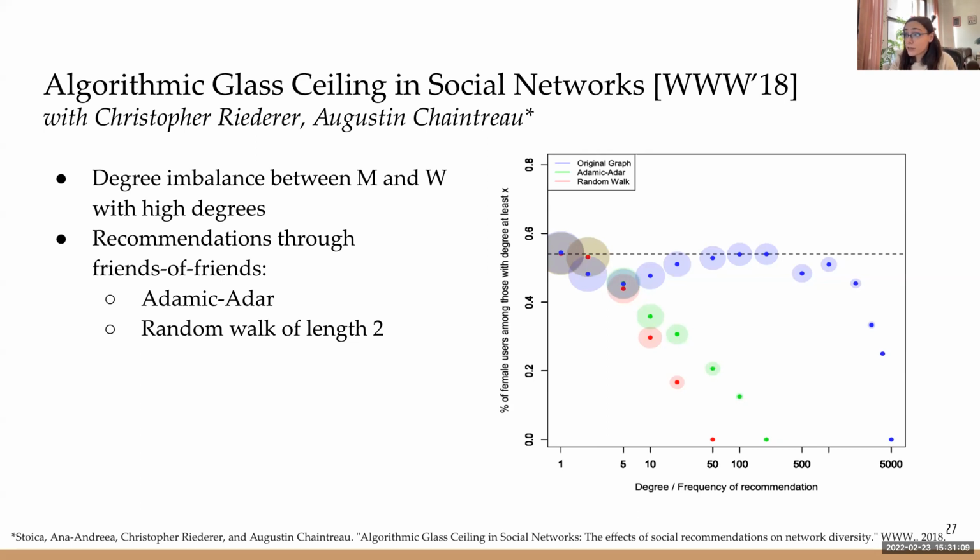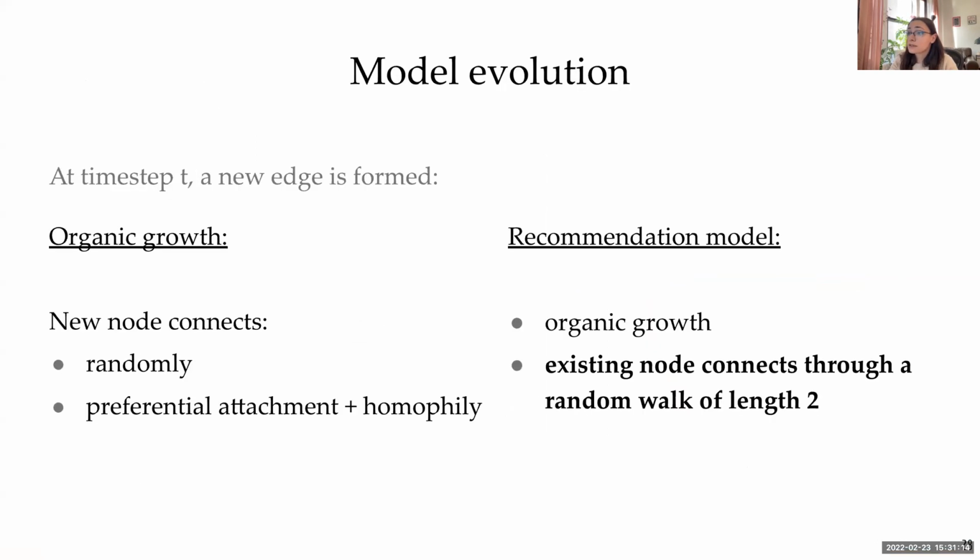So we used again some models of network growth, very related to what I mentioned before, in order to understand this process. In the previous project, we mentioned this model of organic growth in which we simulate how information would be diffused. And we noticed that in that model, preferential attachment and homophily lead to this skewed degree distribution. This is the organic growth model that we're comparing with here as well. Now we added to this model a recommendation in which every existing node connects with someone through a random walk of length 2. And what happens here is the following.